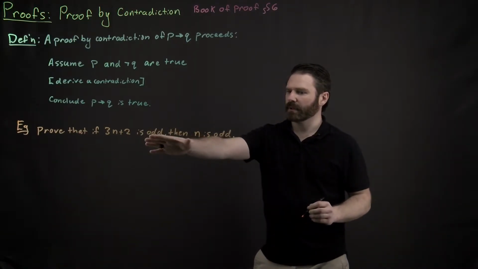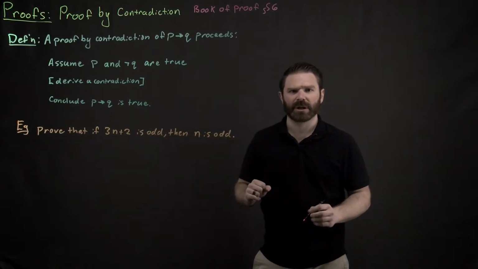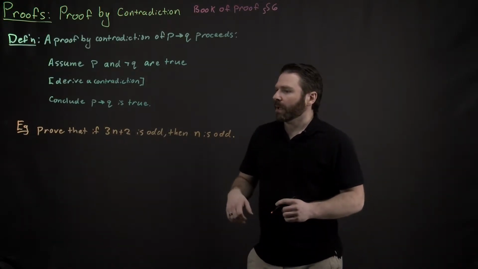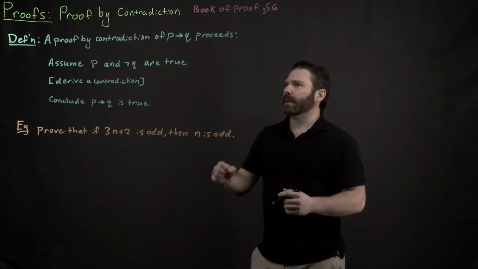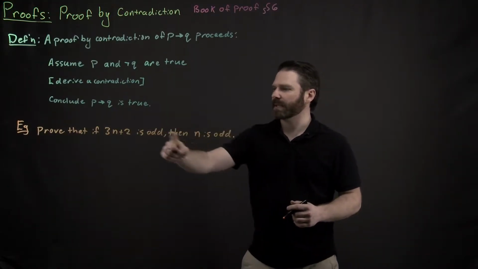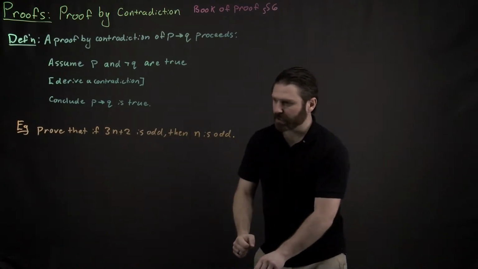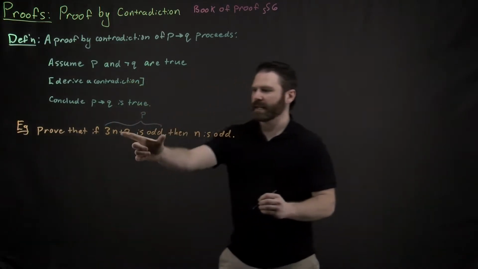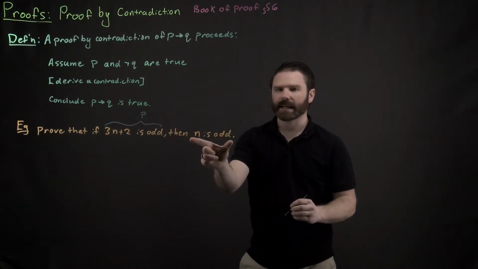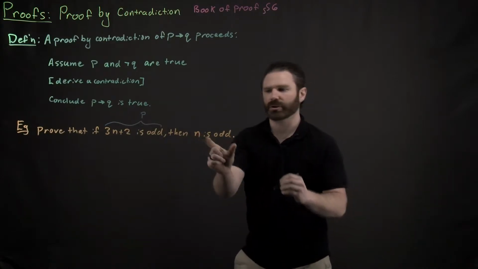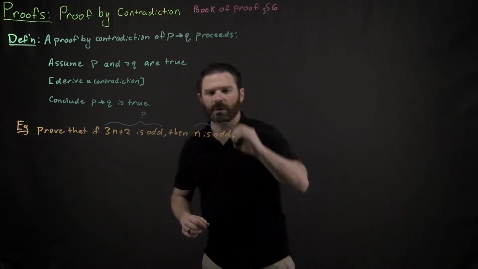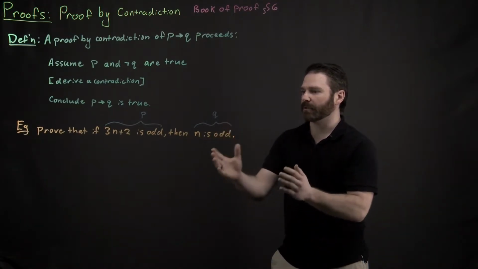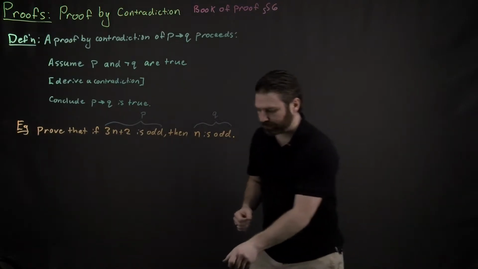And I'm assuming here, just by the very fact that I'm talking about odds, that this n right here is an integer. So you can see that this indeed is an implication statement. It's a P implies Q because it's an if-then. So this first part, that's my hypothesis P, and this second part, n is odd, that's my conclusion, or my Q. So if I wanted to prove this by contradiction, how would I do that?